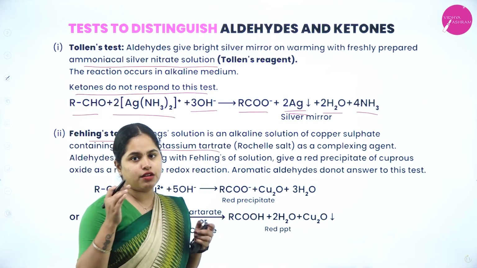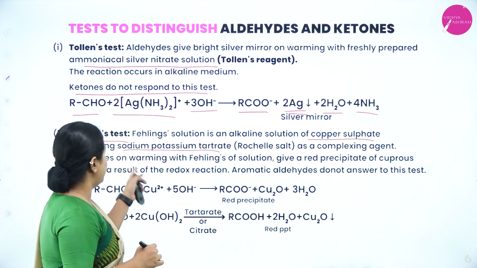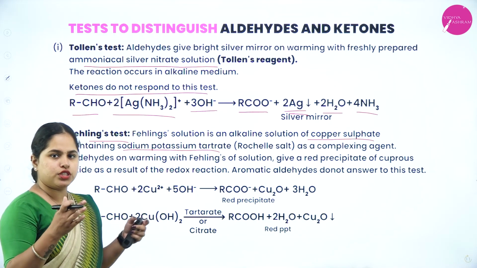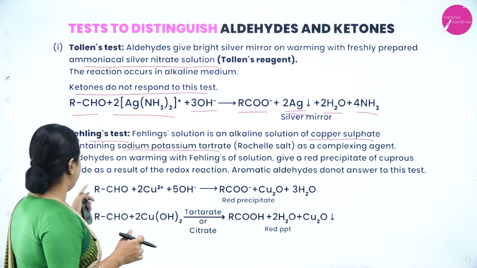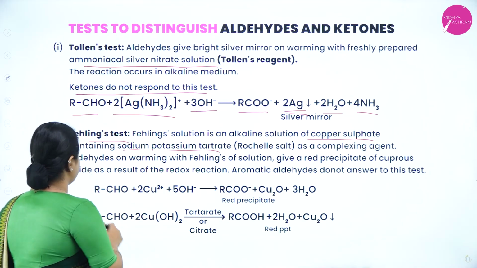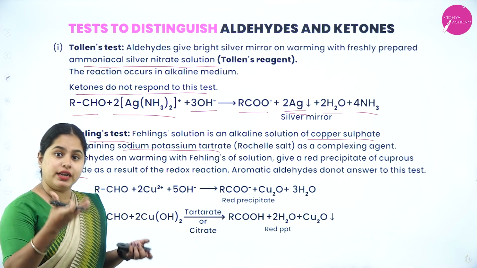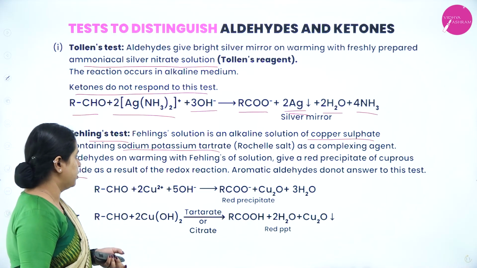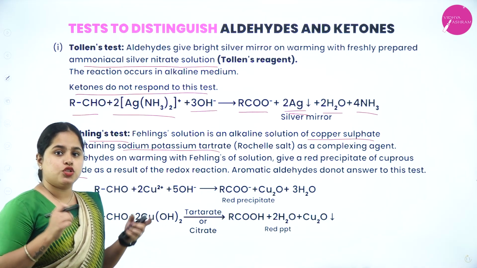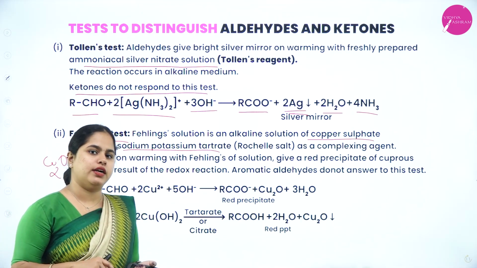So Fehling's A and Fehling's B will be there. Fehling's A is copper sulfate solution. Fehling's B is sodium potassium tartarate. So both of these we are going to take in 50-50 amounts, equal amounts, as a complexing agent. Aldehydes on warming with Fehling solution give a red precipitate of cuprous oxide. Cu2O will be formed, which gives the solution a red color. So a red precipitate will be formed. Okay, and aromatic aldehydes do not answer this test. So one more point you can identify from here, that it is going to be an aliphatic aldehyde.